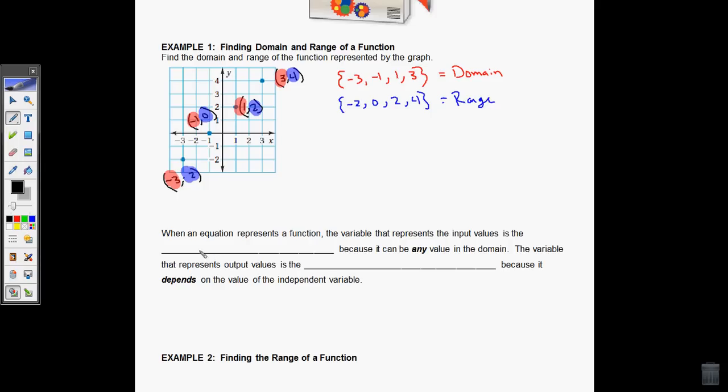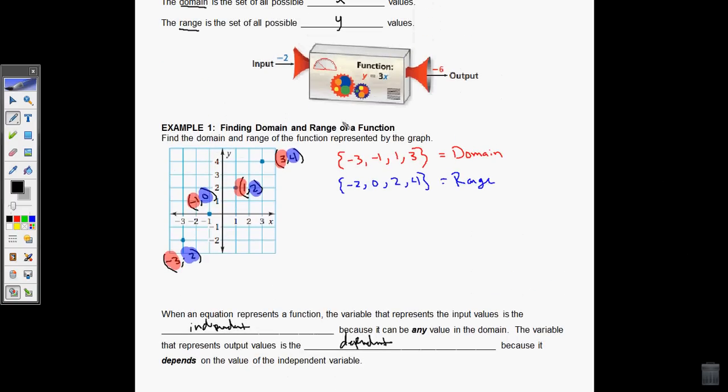Okay, so when an equation represents the function, the variable that represents the input values is considered to be what's called independent. Because it can be any value. It's independent of any sort of action from the function. So my x values in here, they're all considered to be independent, and we'll talk about that with the function machine. The variable that represents outputs is generally called dependent, because it depends literally on the value of the independent.